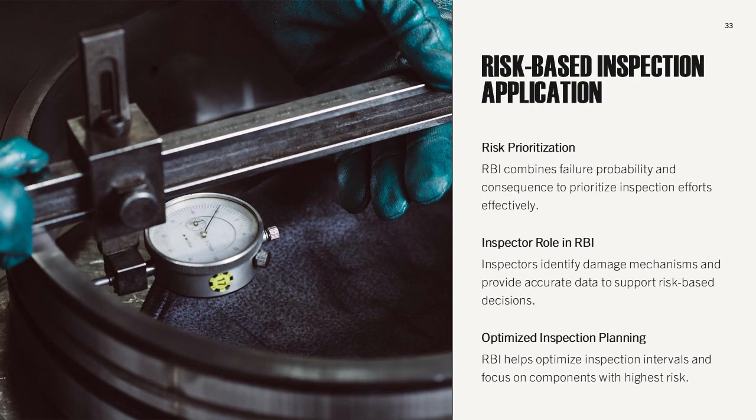Risk-based inspection integrates probability and consequence of failure to prioritize inspection resources. Inspectors support RBI by identifying damage mechanisms and providing reliable inspection data. RBI can optimize inspection intervals and focus attention on high-risk components. This section explains how inspectors contribute to RBI programs.